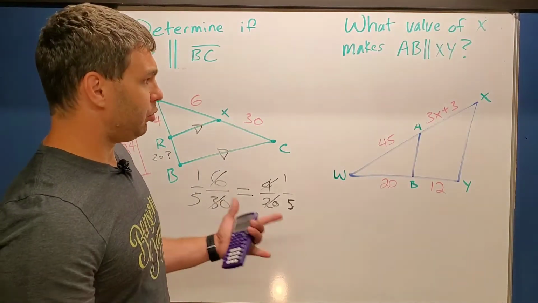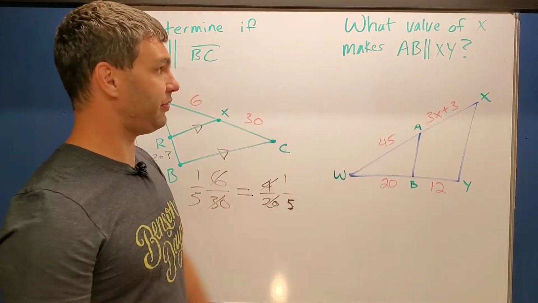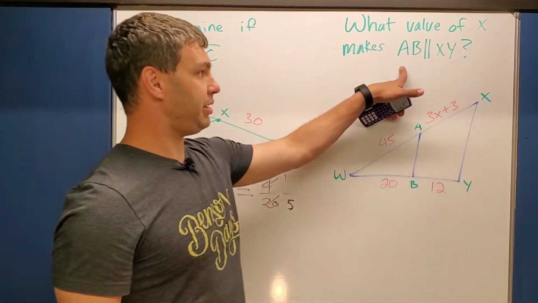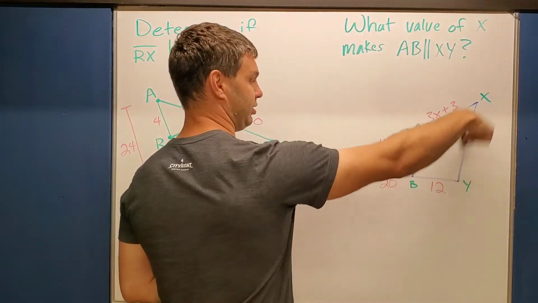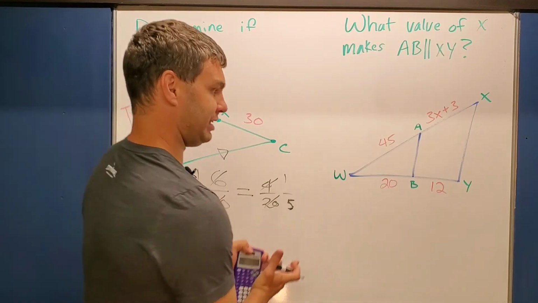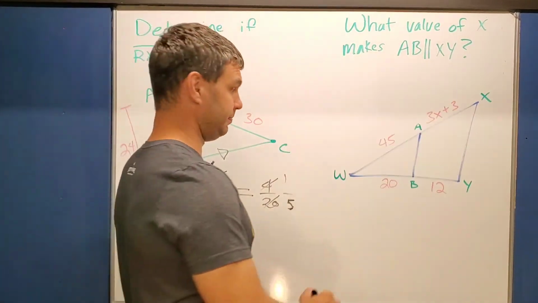Okay, what about this one over here? This is very similar, but here we're trying to solve for x. It says, what value of x makes AB parallel to XY? So similar again, AB's in the middle, XY is on the right side, and I'm gonna, again, set up a proportion, but since I have an x, I'm gonna have to do some solving. So let me set that up for you real quick.